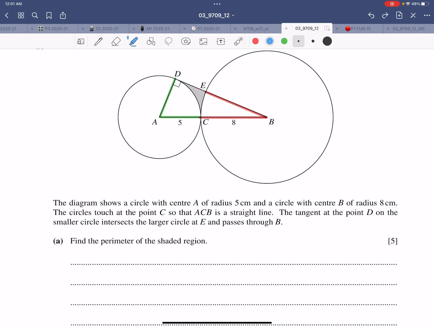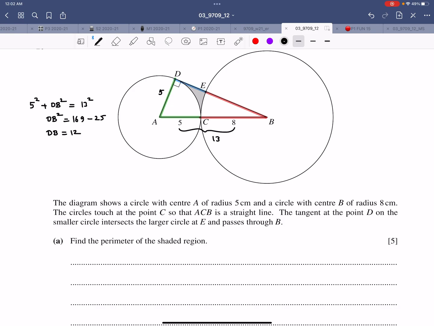Now what is the basic kind of geometry that I can do? This is 5, this is 5 plus 8 is 13. So according to Pythagoras theorem, BD will come out to be 12. Let's double check. 5 squared plus DB squared is equal to 13 squared. DB squared is 169 minus 25, which is 144. Therefore, DB comes out to be 12. That is the working for this one.